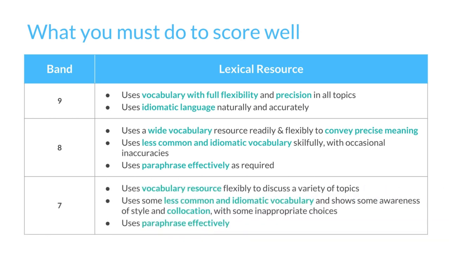Okay, now for band 7, you have to use vocabulary flexibly. Again, that's the same thing as saying that you should be able to use vocabulary naturally, use a wide range of it to talk about a variety of topics. You should also try to include some less common vocabulary and some idioms. Use some collocations. We'll talk more about what that is.